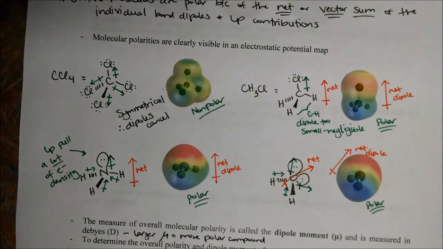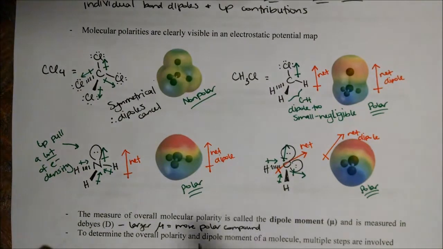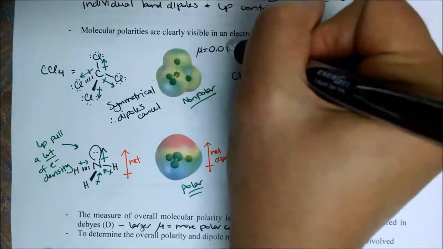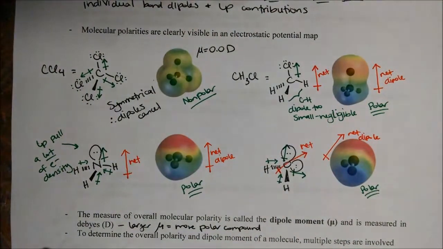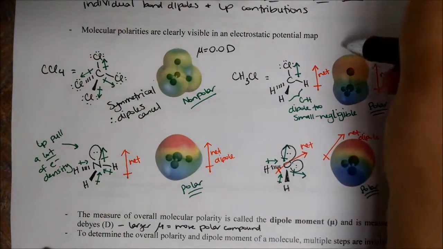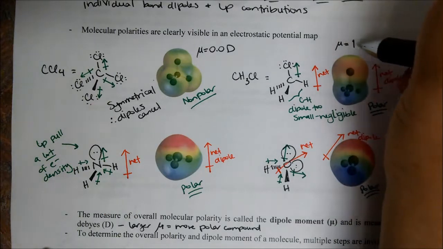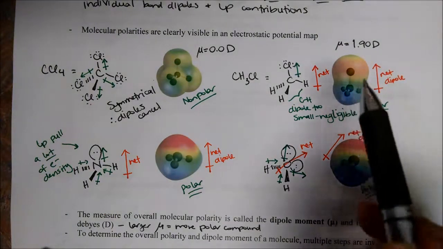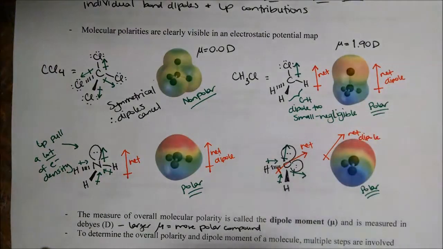So, can we guess what the mu would be for carbon tetrachloride? Does it have a dipole moment? No. So mu is 0.0 Debye. Here we go, chloromethane though. We do have an overall dipole, so it is polar. Its mu is actually 1.90 Debye. We can see that the electrons are being pulled, so it definitely has an overall dipole.